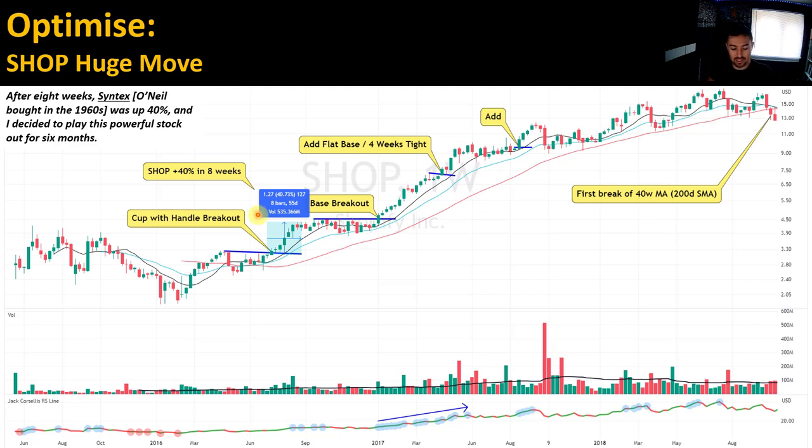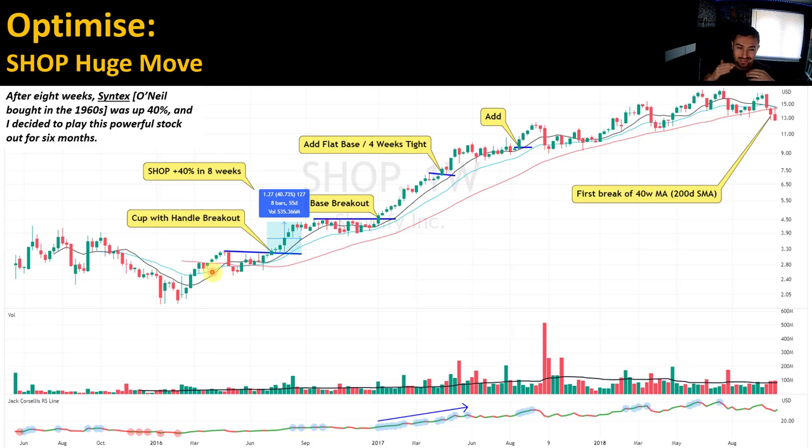Are you potentially using the 10-week moving average? Are you using the 40-week moving averages? Are you using a combination of both, where you'll take half off on the first decisive close below the 10-week and then another half off on the first decisive close below the 40-week? Now, that is very, very long term and will not match most people's personality. So again, you've got to find what kind of moving averages, what sell rules work well for your personality.